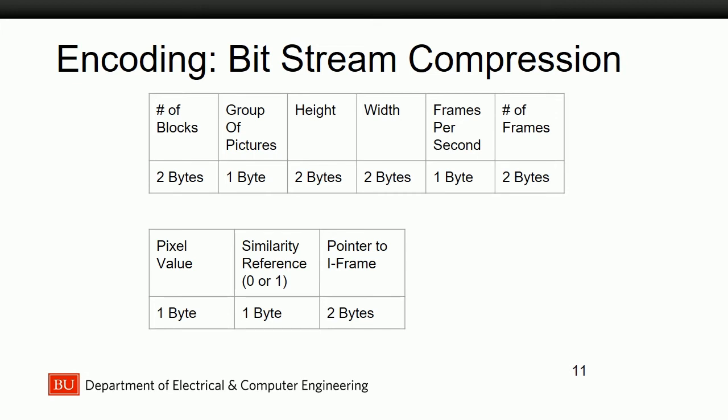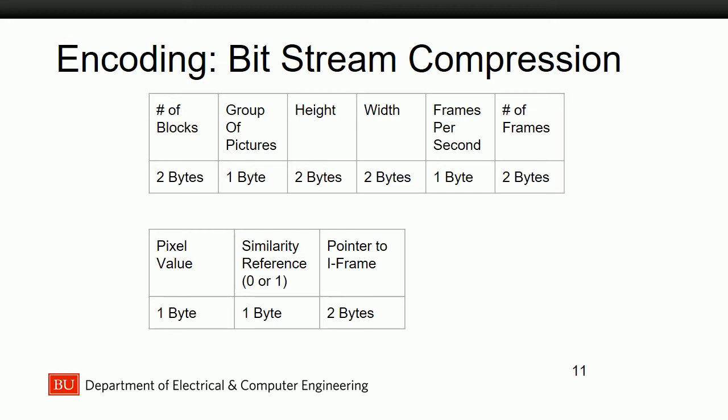Along with the data from the data struct, we added a header to our bitstream. The header had exactly 10 bytes of information, the first 2 bytes being the number of blocks in each frame. The next piece of information was the group of pictures, which was a measure of how many p-frames to an iframe. For a group of pictures of 4, we had 3 p-frames to an iframe. For the height, we reserved 2 bytes, and for the width, we reserved 2 bytes. The frames per second was hard-coded to 10, but we reserved 1 byte of information with the assumption that this could be changed later. The number of frames was saved as a 2-byte value. This meant we could have anywhere between 1 and 65,536 frames.